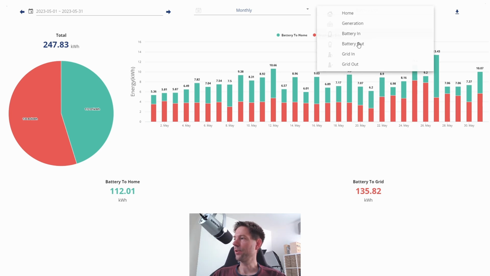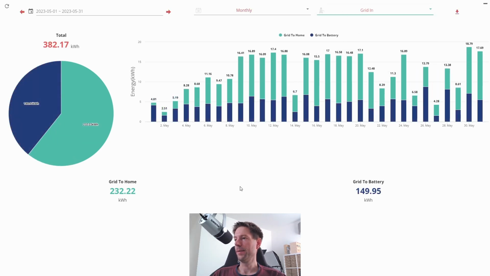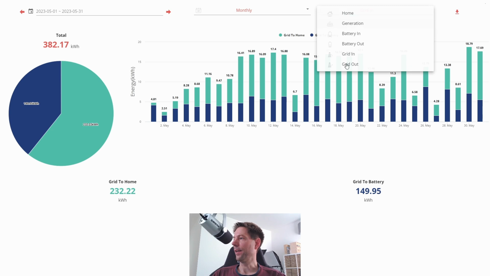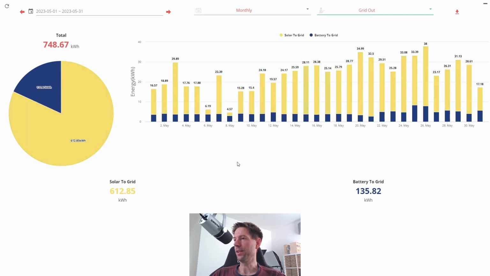Just to complete the picture, let's have a quick look at the grid in. You can see there, grid to home, a good chunk, 232 kilowatt hours, and grid to battery, 149.9 kilowatt hours. And then grid out, you can see we exported a huge amount, mostly solar, 612.8 kilowatt hours, but also battery, 135.8 kilowatt hours, from forcing the battery to discharge during that peak Octopus Flux period.